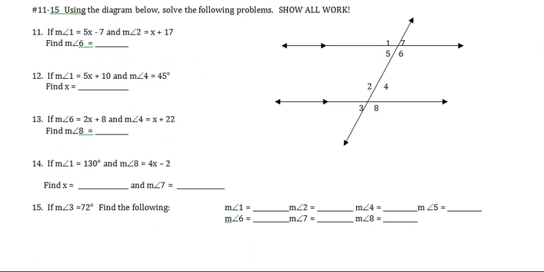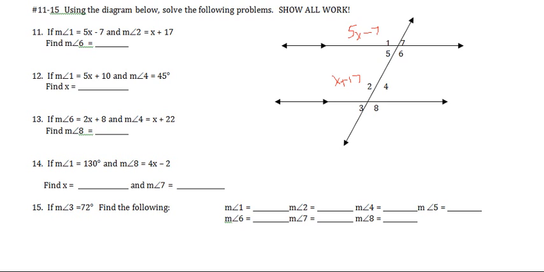Number 11 right here. If I'm solving these, the two lines are parallel. I'll fill these in. I'd probably do your work off to the side, but I'm going to put it over the angle so you can see what I'm working with. The first one says 5x minus 7 is angle 1, and angle 2 is x plus 17. Find angle 6. Alright, so these two are corresponding.